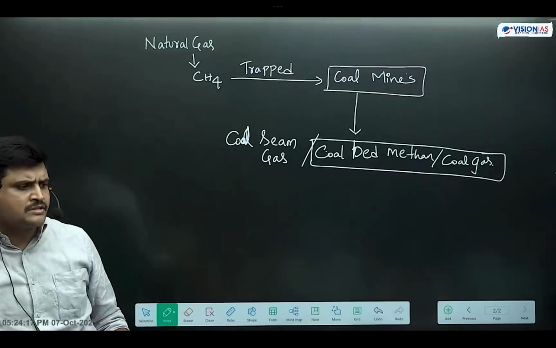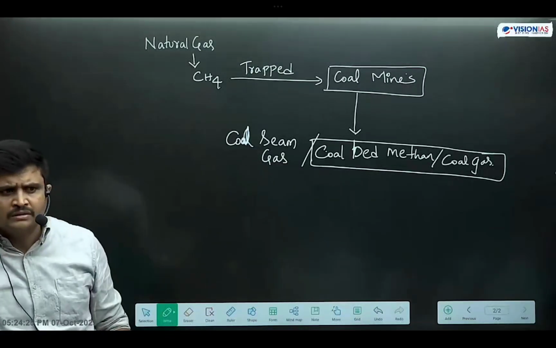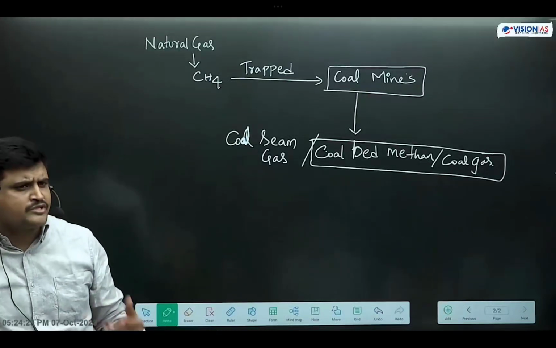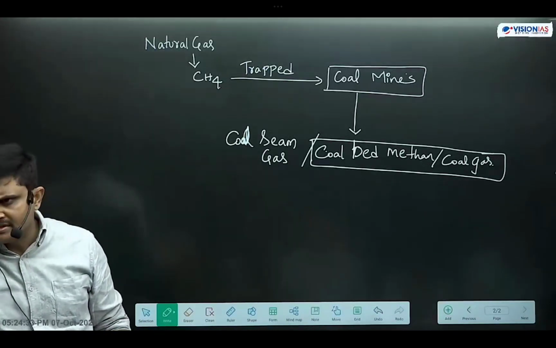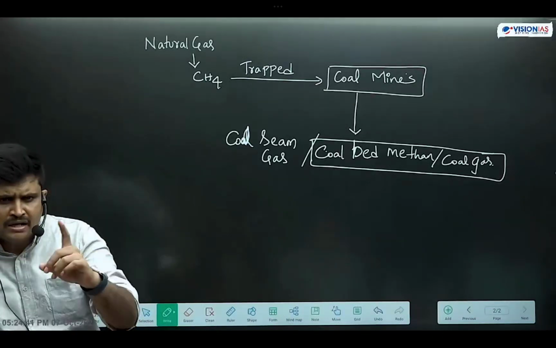India has the fifth largest coal resources in the world. So because of this, coal gas availability is also very high. And we are trying to extract this coal gas with the help of other countries because we don't have technology regarding the extraction of this. Hence, gas hydrates, shale gas, coal bed methane, all these three natural gases are considered as unconventional.